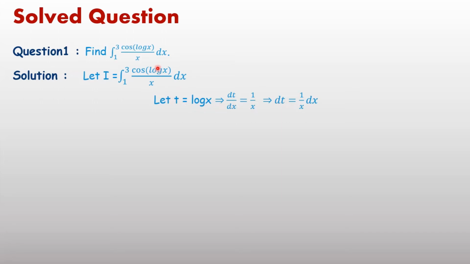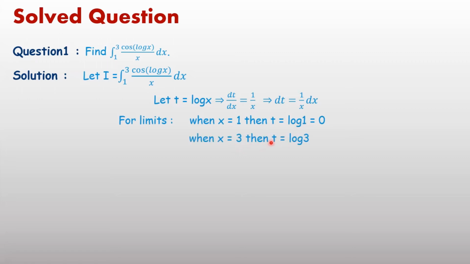and the value of log x is t. Now you have to change the limits also. To change the limits, if x equals 1, find the value of t using the formula. Since t equals log x, if x equals 1, then t equals log 1, and the value of log 1 is 0. When x equals 3, the value of t equals log 3.